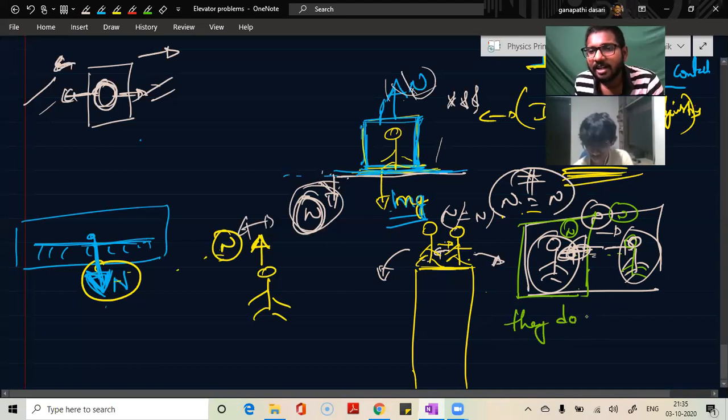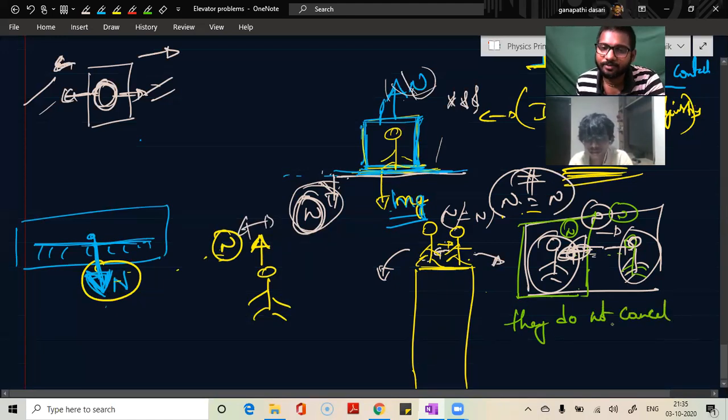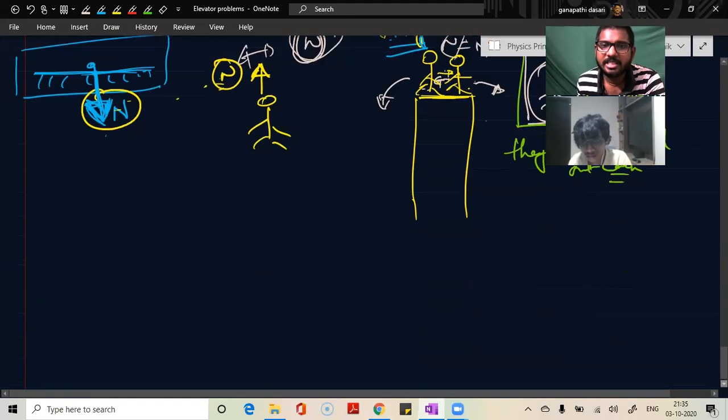In the third law, there will be equal forces and opposite. Acting equally and opposite, but they do not cancel out each other because they act on two different bodies. This is important.